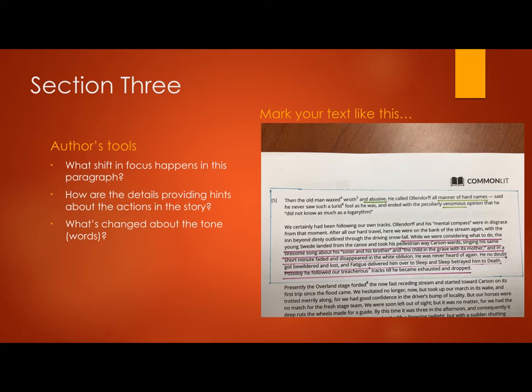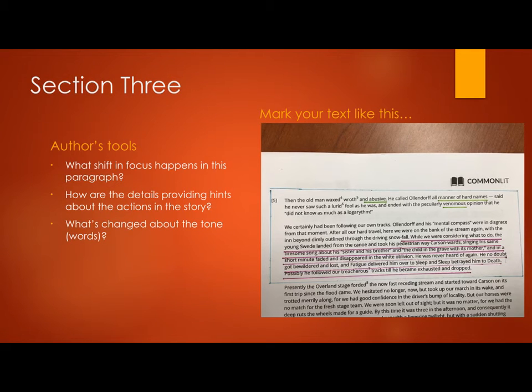All right, so what shift in focus has happened in this paragraph? Well, in paragraph number 5, we see a not so sweet and happy, content group anymore. They use the words abusive, they call each other all manners of hard names, and they have that word venomous in there, meaning that something's been poisoned among the group. They're not very happy with Ollendorf getting them lost.